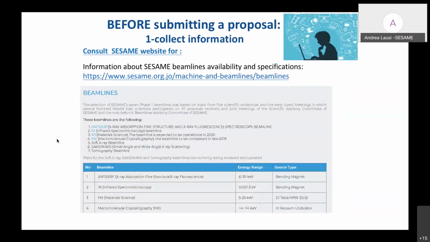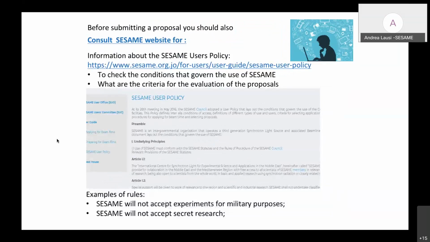What to do in order to come? One thing is consult the website, discover what we can do, and also please do get back with the Beamline scientists.